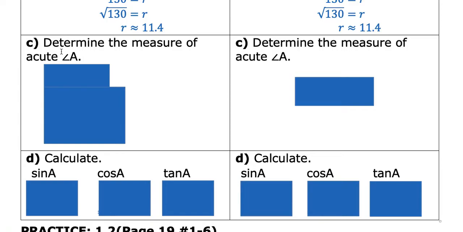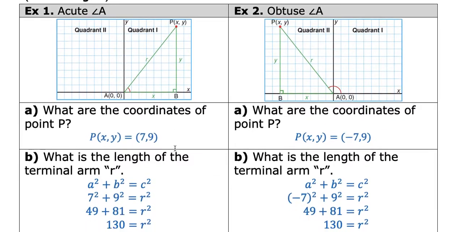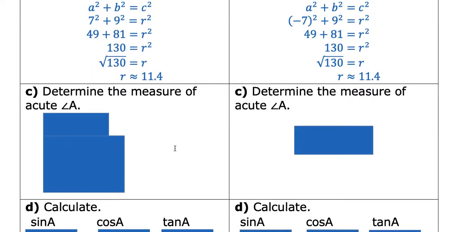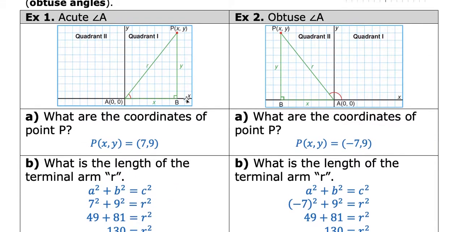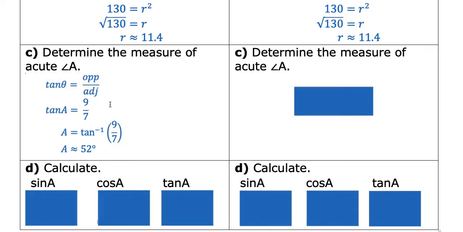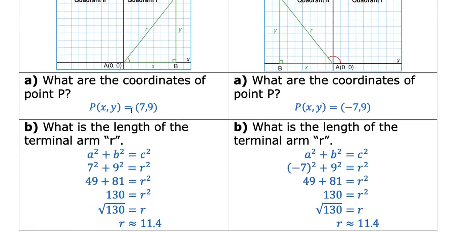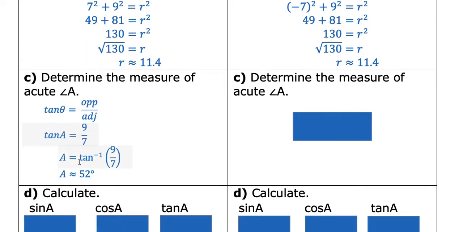When we determine the measure of acute angle A, that means in this case the angle that it's making with the x-axis on the positive side. So we know that we have the opposite and the adjacent side, so we would be using the tan ratio. And in this case, the opposite is 9 and the adjacent is 7. As we said, it was opposite and adjacent from this reference angle. So using inverse trigonometric ratios, we can end up with the solution of 52 degrees.